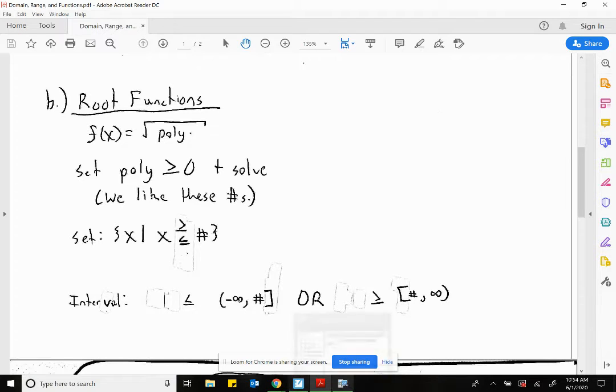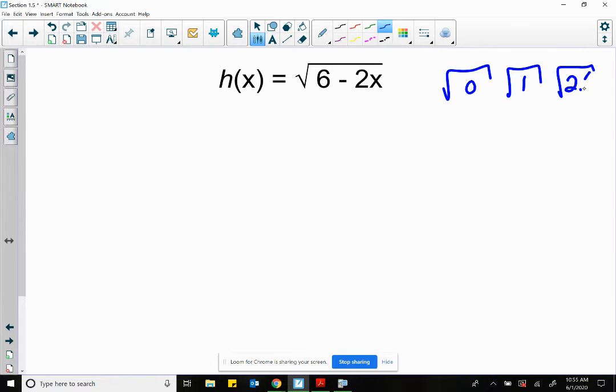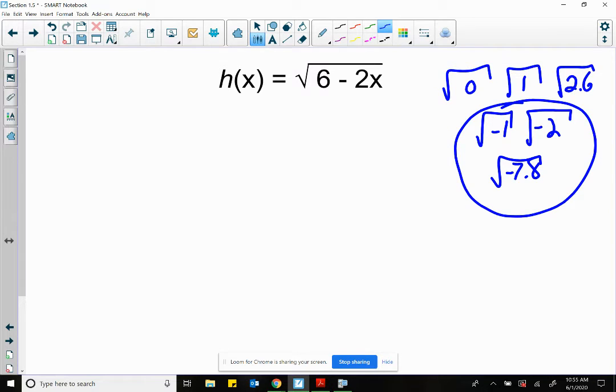Reason why we set it greater than or equal to 0 is because I can take the square root of 0, of 1, of 2.6. We can do all of those. But if I try to take the square root of negative 1, or square root of a negative 2, or the square root of a negative 7.8, our calculator does not like these.